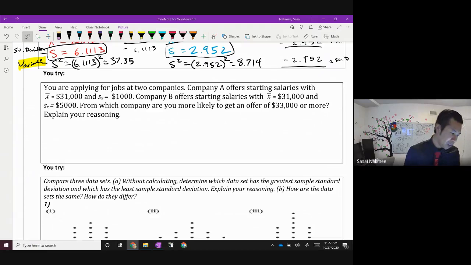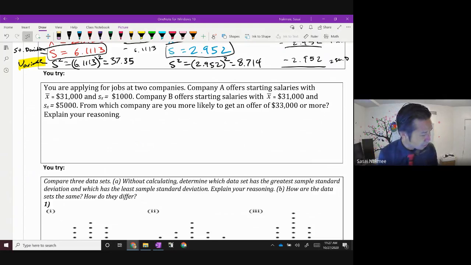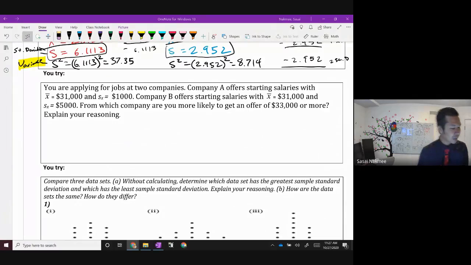You are applying for jobs at two companies. Company A offers starting salaries with an average of $31,000 and a standard deviation of $1,000. Company B offers starting salaries at $31,000 as well, but with a standard deviation of $5,000. From which company are you more likely to get an offer of $33,000 or more?